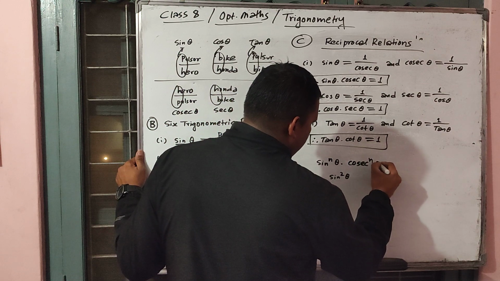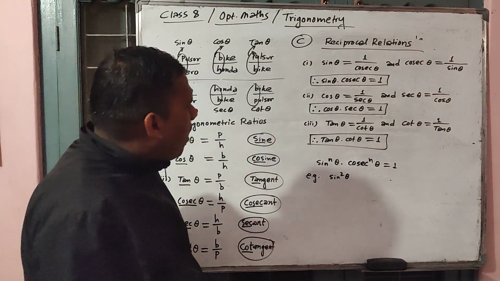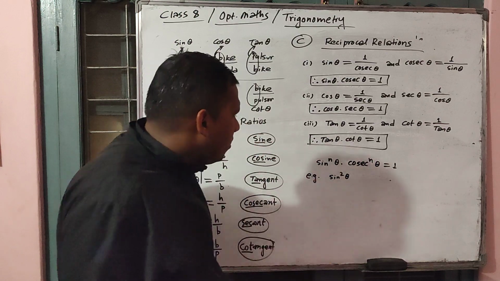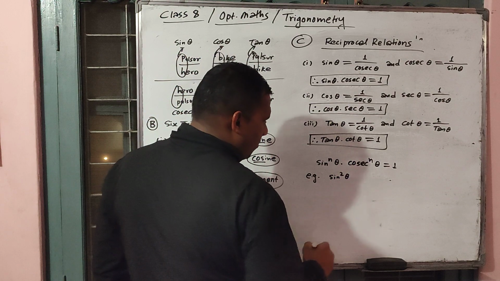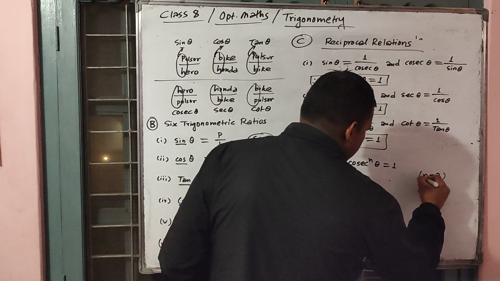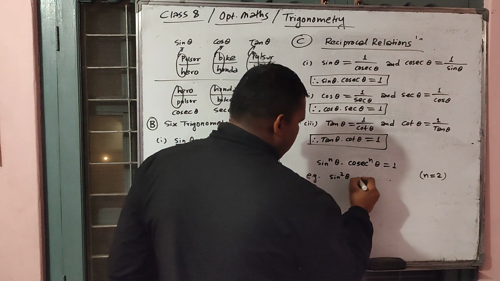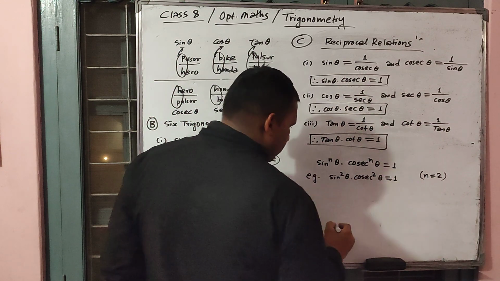Cosec to the power n theta equal to 1. Sine and cosec are reciprocal of each other. In general, sine to the power n theta dot cosec to the power n theta equal to 1. For example, taking n equal to 2, it becomes sine square theta dot cosec square theta equal to 1.